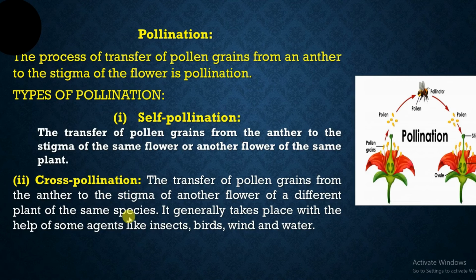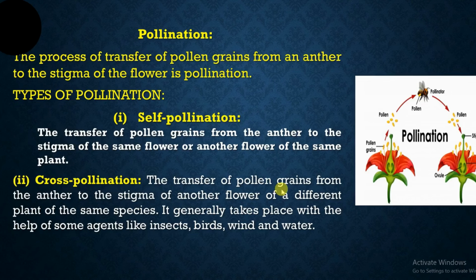of a different plant of the same species. Means two different plants are involved here. From one flower of one plant, pollen is transferred to the stigma of another flower of a different plant, but both the plants must be of the same species. Then we call it cross-pollination.